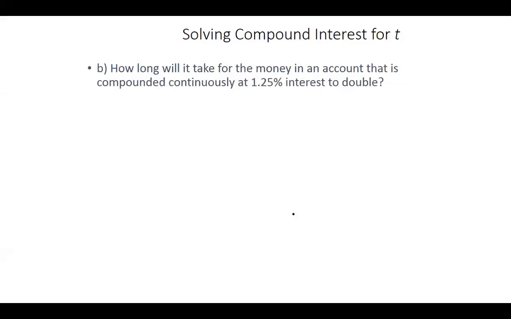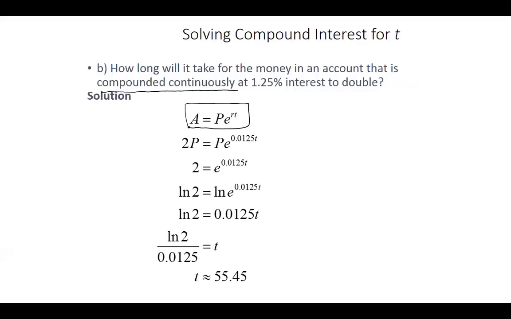How long will it take for the money in an account that is compounded continuously at 1.25% interest to double? So compounding continuously would give us the formula. When it is compounded continuously, A would be equal to the principal times e to the power of the rate times time. You want it to be double the principal, so it would be 2P is equal to that. The rate is given to me as 1.25%, so 1.25 divided by 100 would be 0.0125.